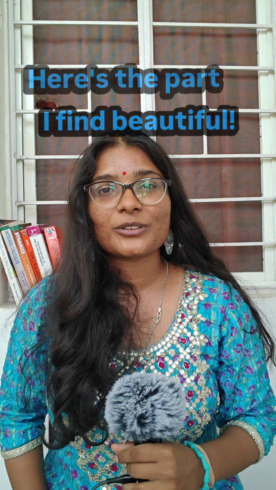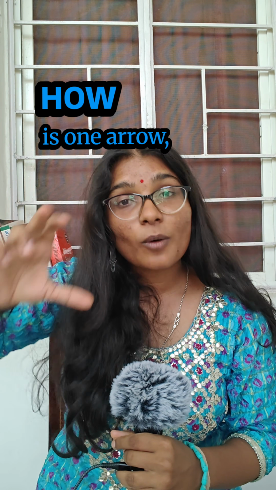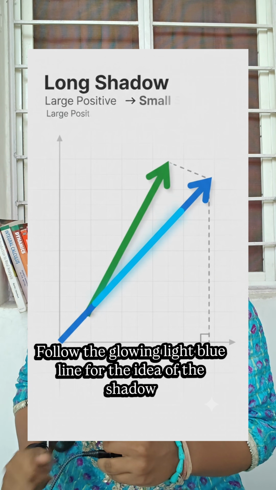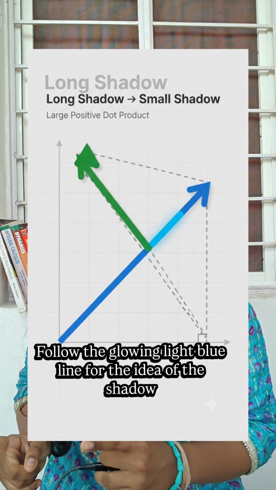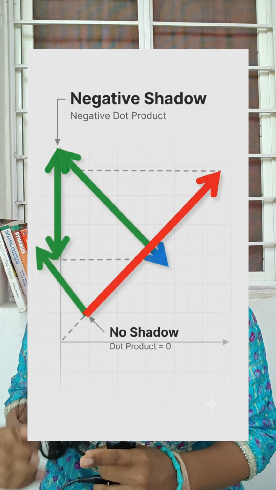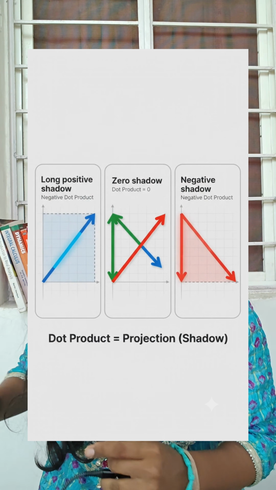But here's the part I find beautiful. A dot product is not just a mathematical calculation, it is the geometric idea of projection. How is one arrow casting its shadow on the other arrow? If our two arrows point in exactly the same direction, the shadow is longer and thus our dot product is high. If our two arrows do not have that much in common, then the shadow formed is shorter, sometimes even zero, and sometimes even negative if our two vectors are pointing in different directions.